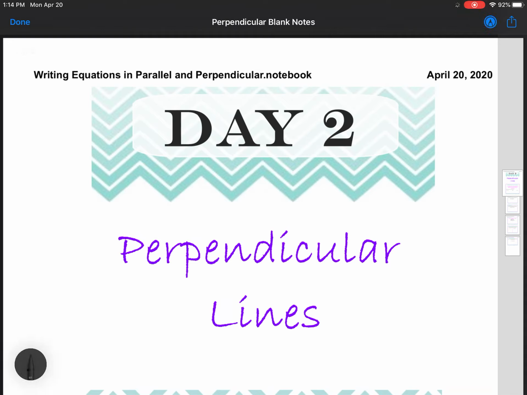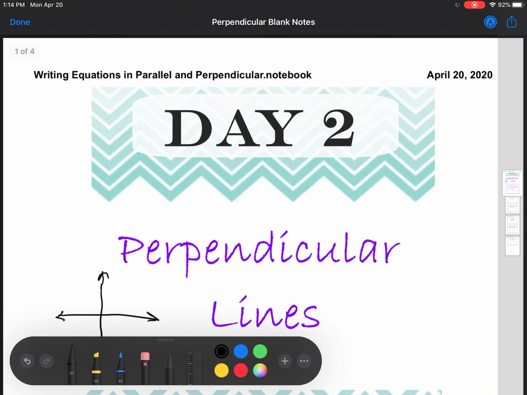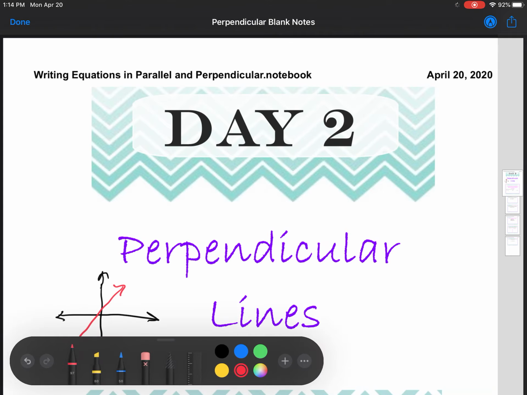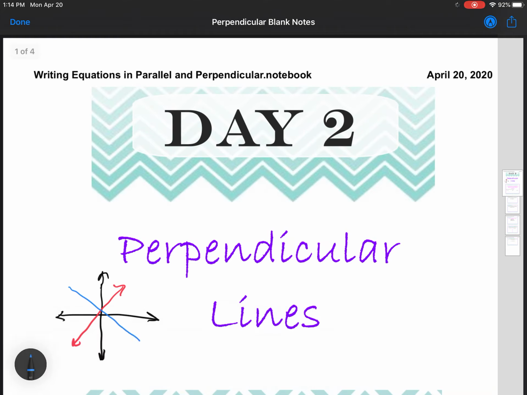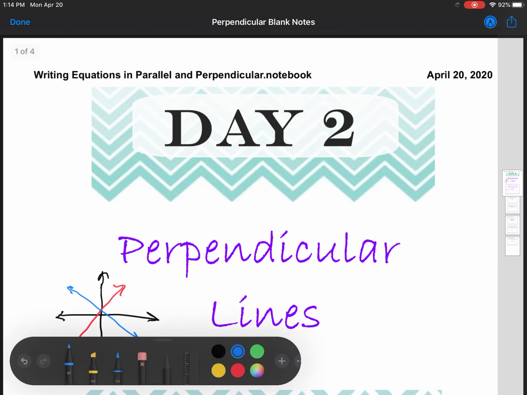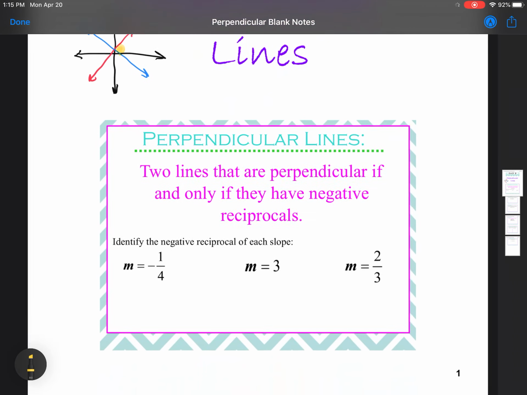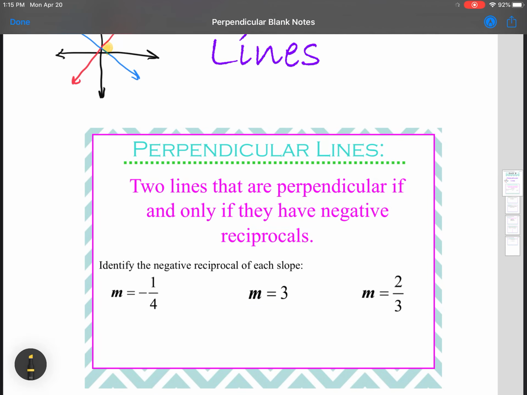Just an idea of what perpendicular lines look like. I'll draw them in two different colors. Perpendicular lines are going to intersect at a 90-degree right angle. So they're going to cross in like an X type motion, and they'll always have a right angle between them. They're only ever going to be perpendicular lines if their slopes are negative reciprocals of one another.